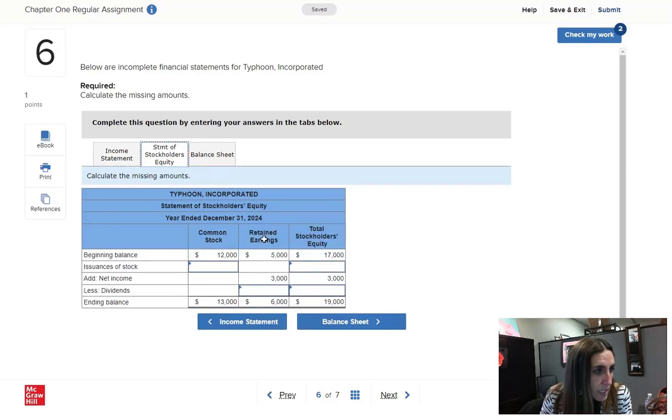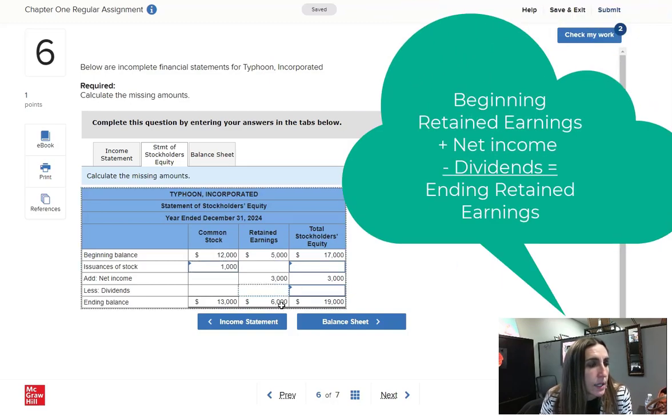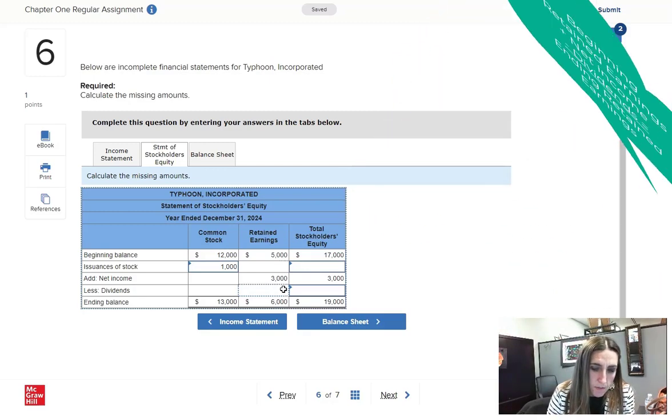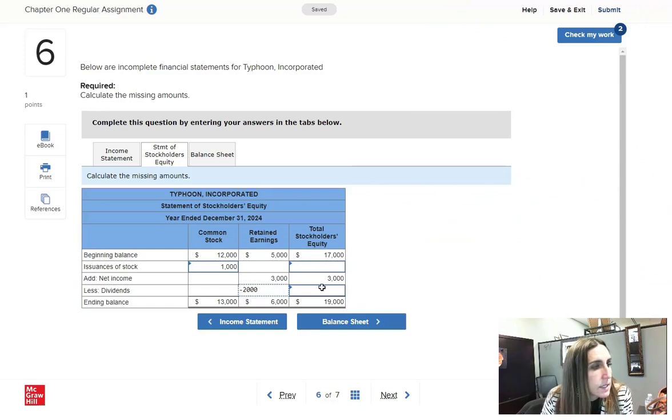Statement of stockholders' equity, it wants me to fill in the issued stock, which I can. How much would I add to 12,000 in order to get to 13? So I will put 1 in there because 13,000 minus 12 is 1,000. What would I have subtracted here in the dividend box to make it total 6,000? It looks like 5 and 3 is 8 on mine. So I must have subtracted 2,000 in dividends to get it to balance to 8. Now you can double check it on the side here. 17 plus 1, I would be at 18, plus 3, I would be at 21, minus 2,000.